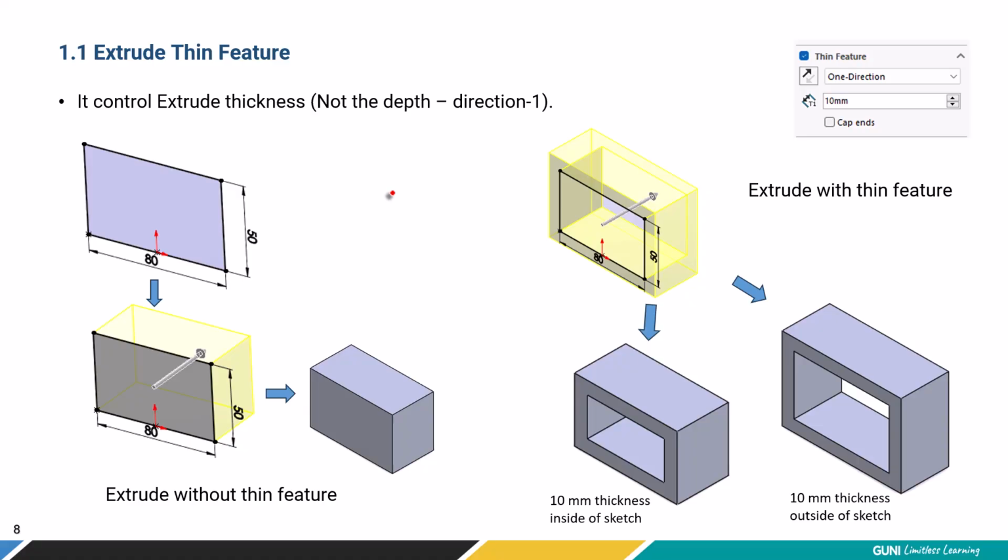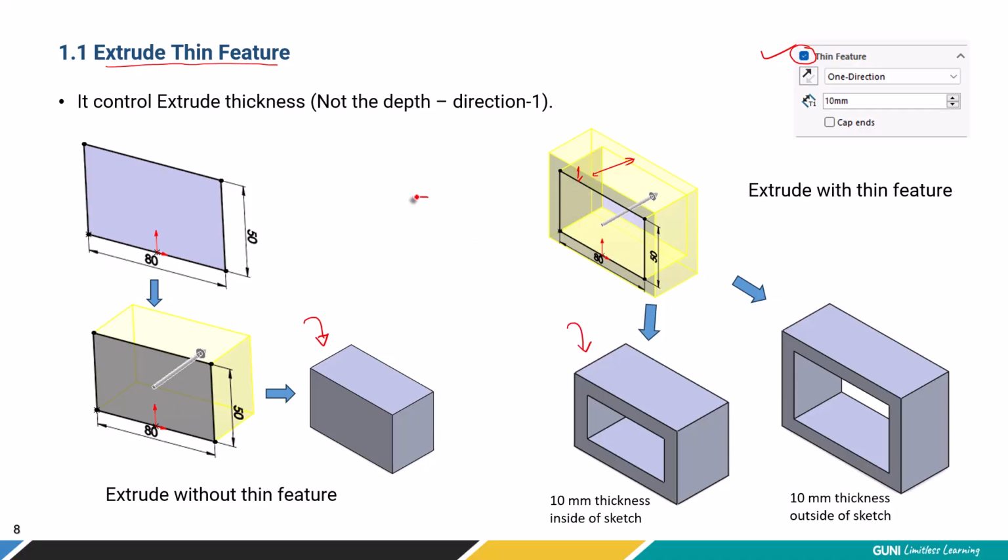Now let's discuss the extrude thin feature, which is available in the Extrude PropertyManager. Here on screen we have a rectangle sketch, 80 by 50. If you extrude, by default it is going to give you a solid outcome. But if you choose the thin feature, then you can provide the thickness and the extrusion depth. So here we have a hollow shape.